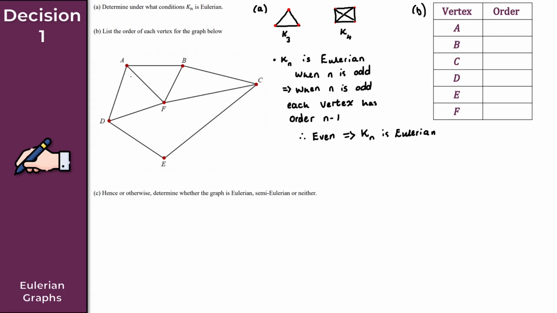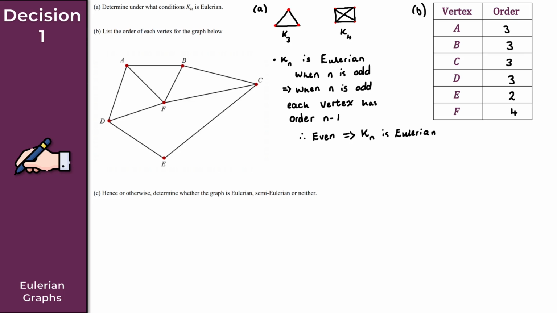So vertex A has order 3. Vertex B then has order 3 as well. For vertex C, again, this has order 3. For vertex D, again, this has order 3. So what about vertex E then? Well, vertex E has order 2, right? There's 2 edges incident to the vertex E. So order 2. And then finally for the very last vertex here, F, this has order 4, right? 1, 2, 3, 4. Like so. Okay. So there we have it. Nice and straightforward. Then that gives us the solution to part B.